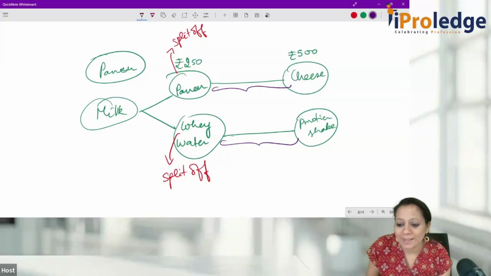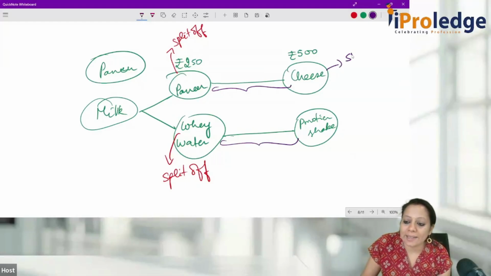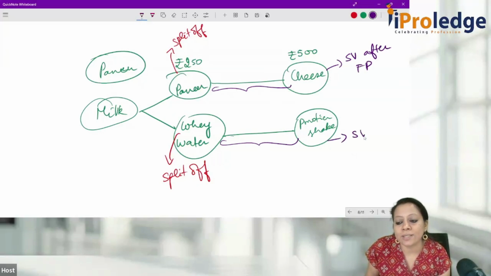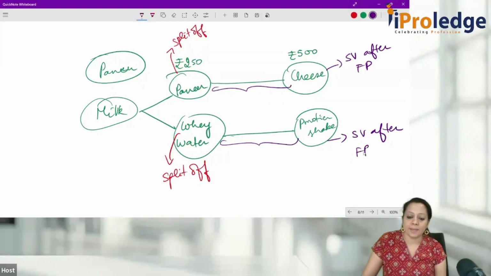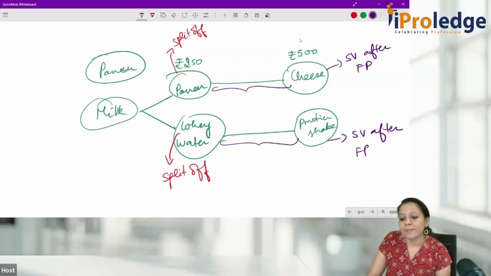Further processing. This is sales value after further processing. This is also sales value after further processing. Like that, we should imagine. Now, ma'am, 500 is better. Correct only. 500 is better.